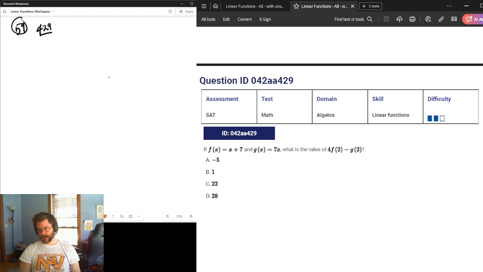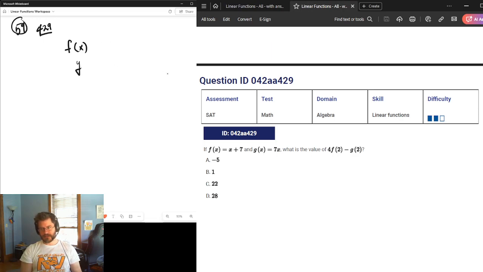Okay, we've got two linear functions this time, f of x and g of x. Remember that f of x notation is just the name of the function. That's like saying y equals. And because we have two of them, f of x is a way to distinguish between one function and another function.